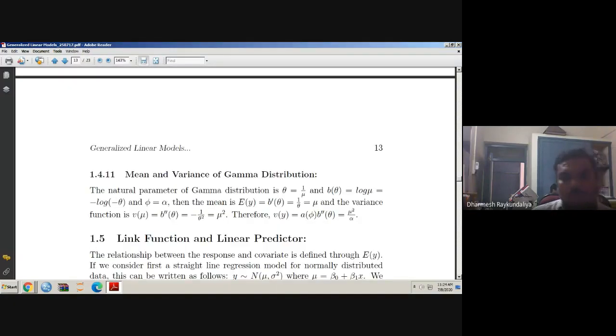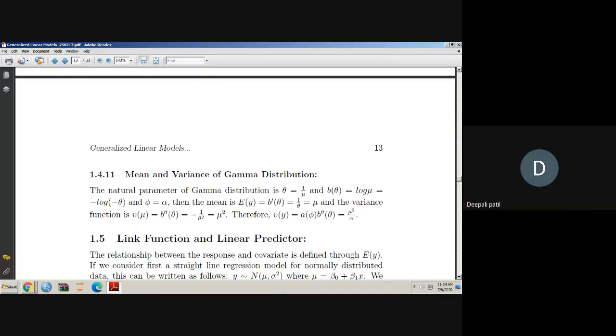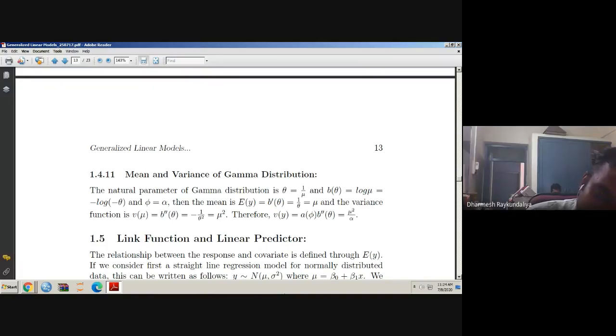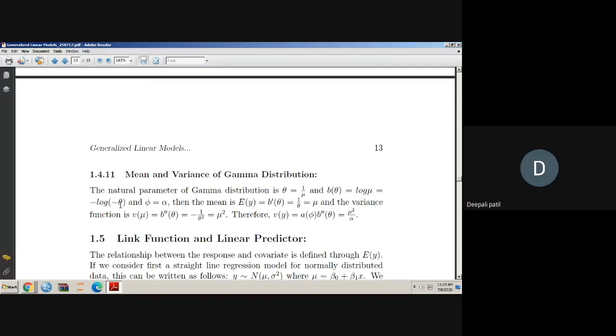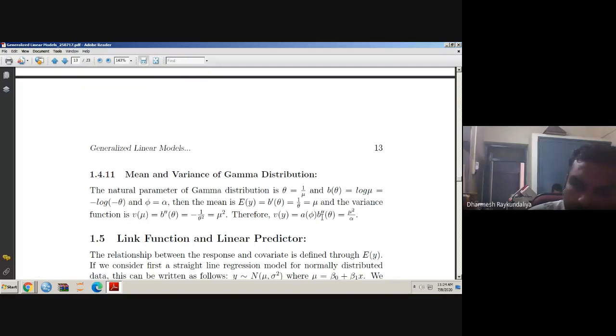Okay, so now we will jump into the gamma distribution. What is theta in the gamma? You just forget the sign, so theta equals 1 by mu, which is the inverse link, and b(theta) equals minus log of minus theta. So you just take the derivative with respect to theta. So b dash theta equals 1 by theta. It will come like this: minus into log, so that is minus 1 by theta, and that is minus 1, so that is called 1 by theta.